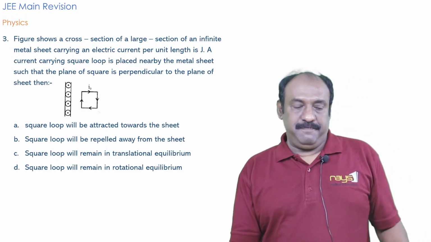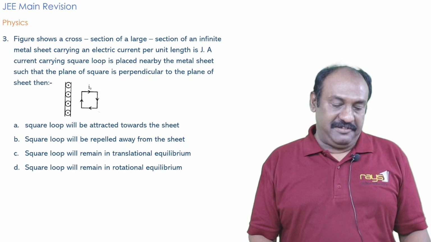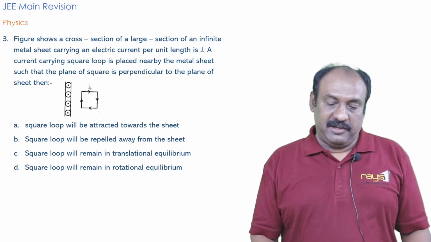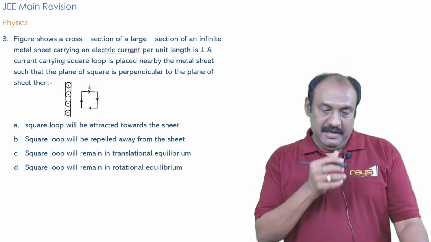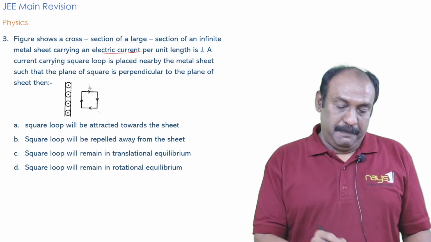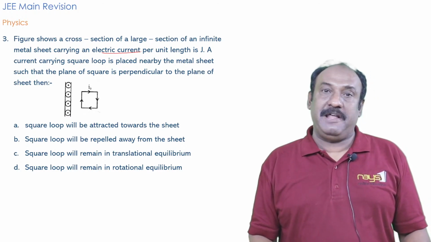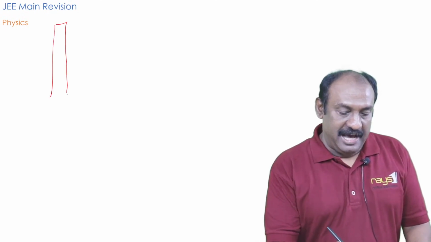Question number 3. A figure shows a cross section of a large section of an infinite metal sheet carrying an electric current per unit length. Electric current per unit length is J. A current carrying square loop is placed near the metal sheet such that the plane of the square is perpendicular to the plane of the sheet. Then what do we want here? So this is the metal sheet carrying current.